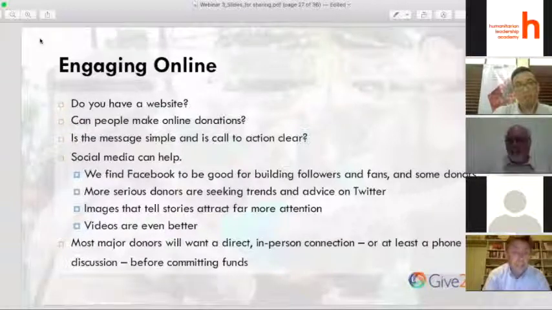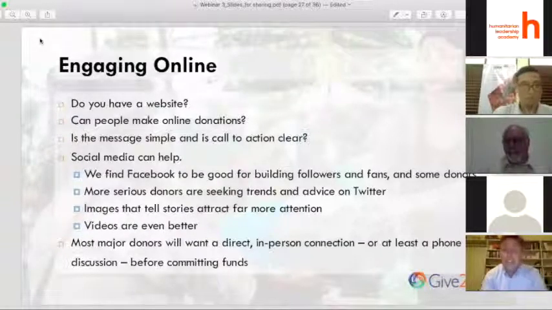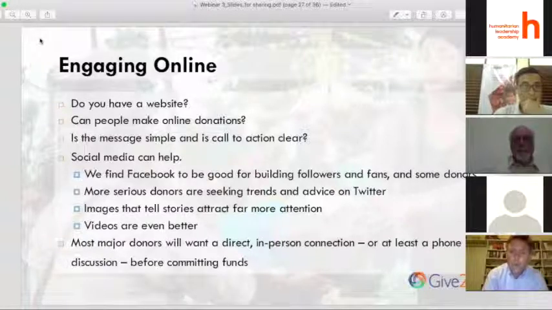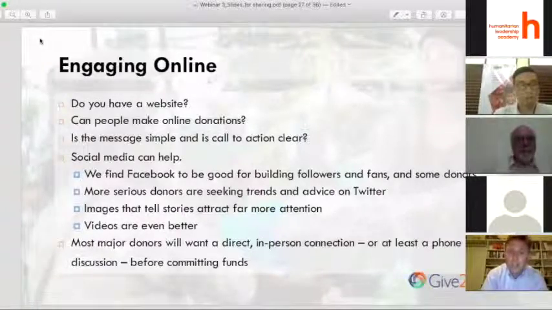Do you have a website? And can people make online donations on that site? Is there a simple message that is a clear call to action? Sometimes what we see on websites is a lot of information showing lots of different things going on. And sometimes it's hard for the donor to understand what the organization's really doing. So as much as you can simplify and really hit home the core of what your organization does and why somebody should give online, I think the more you're going to convert some of those visitors to your site into donors.